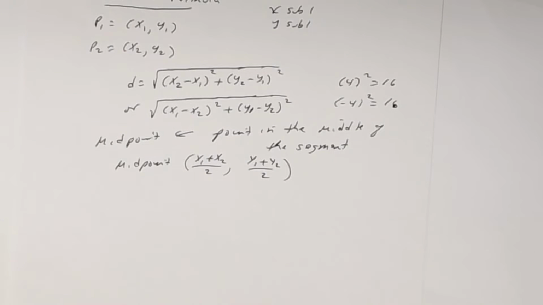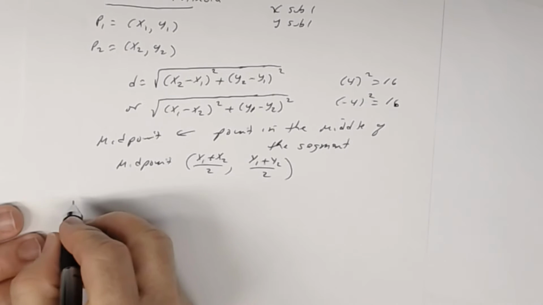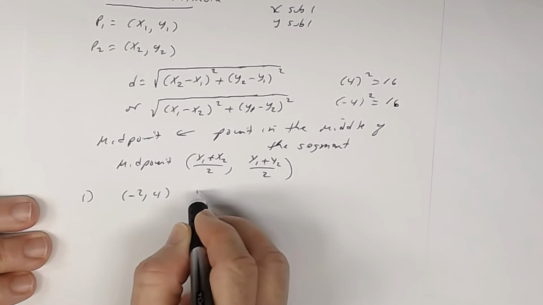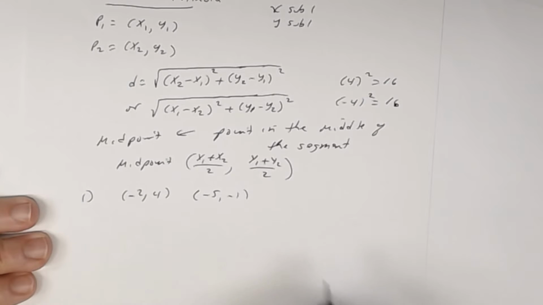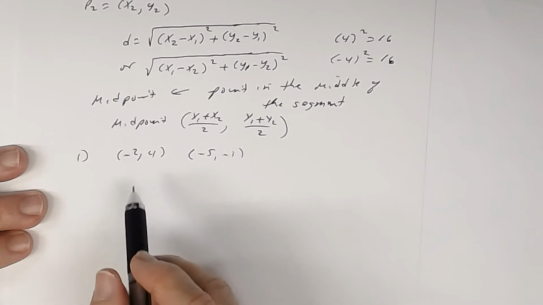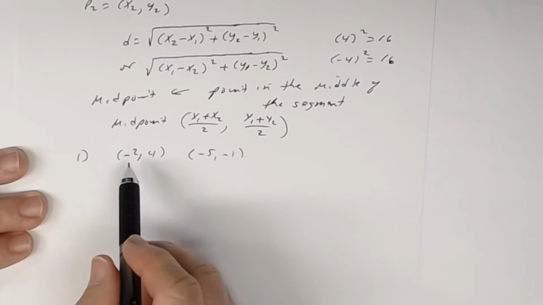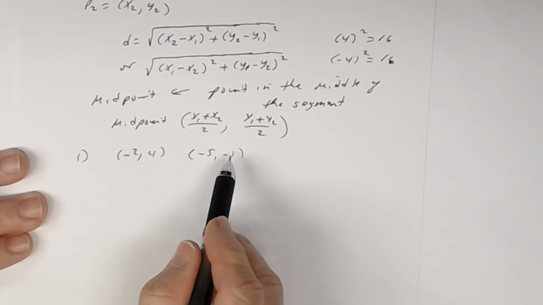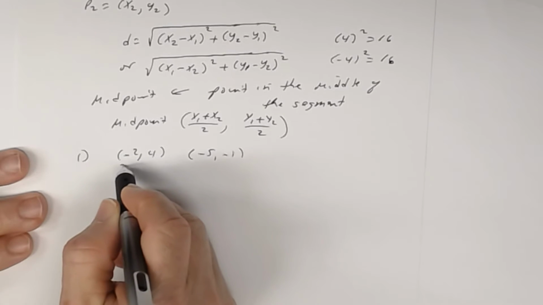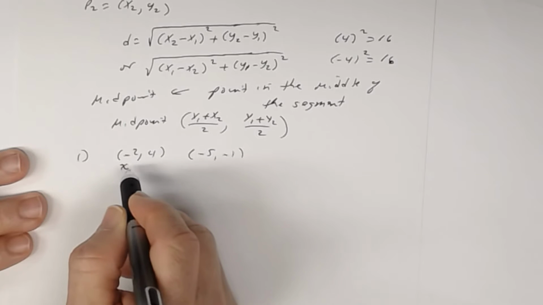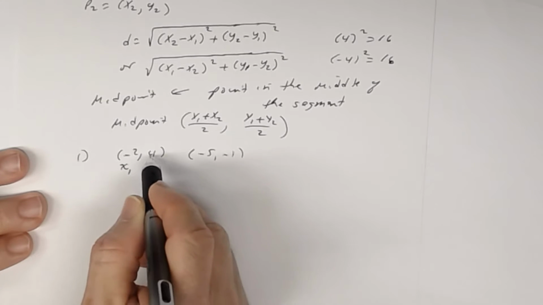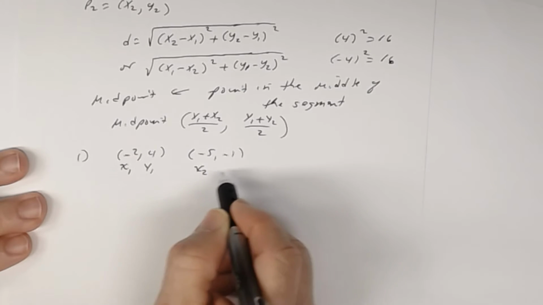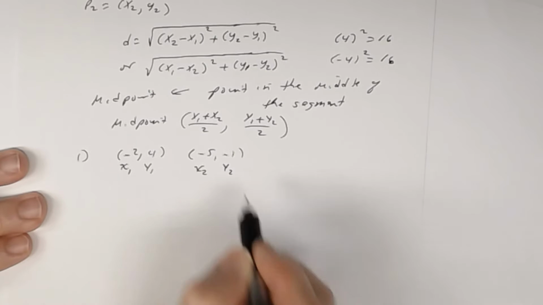It's the halfway mark. Okay, so let's look at number 1. We had these 2 points, negative 2, 4, and negative 5, negative 1. Most students are going to label these coordinates. They're going to call this the first point, this the second point. This is x sub 1, the x coordinate of the first point, y sub 1, the y coordinate of the first point, and this will be x sub 2, the x coordinate of the second point, and then y sub 2, the y coordinate of the second point.